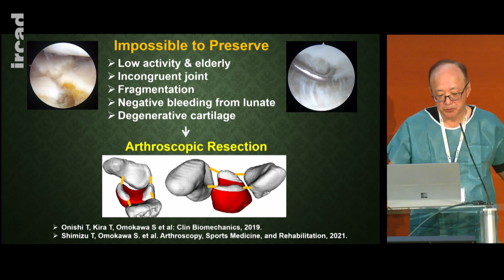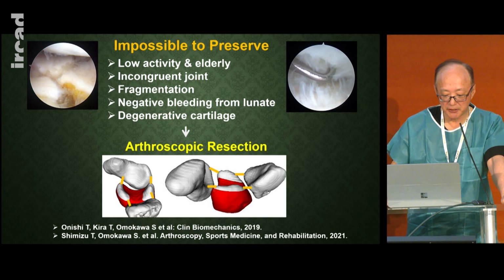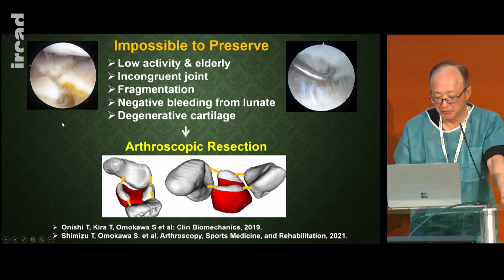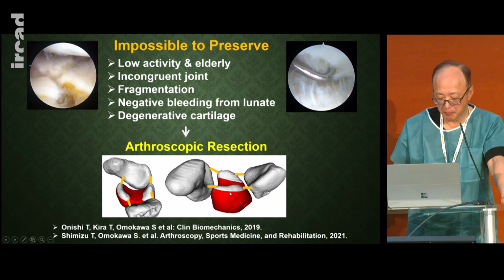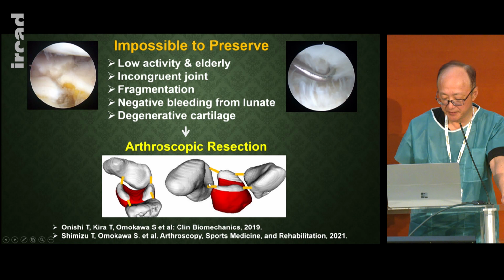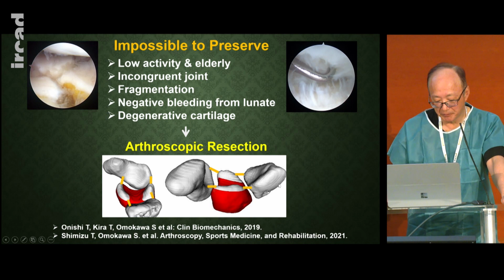And this is a candidate for lunate resection: low activity and elderly, incongruent joint, fragmentation like this, negative bleeding from the lunate, and degenerative cartilage. Arthroscopic resection can be done like this, and we can preserve the connection between the scaphoid and the triquetrum, as in this schematic diagram.